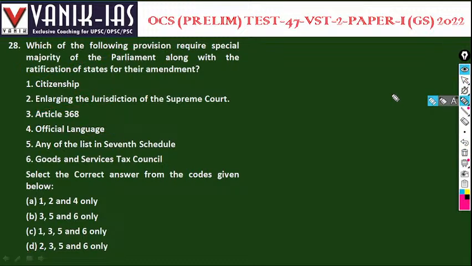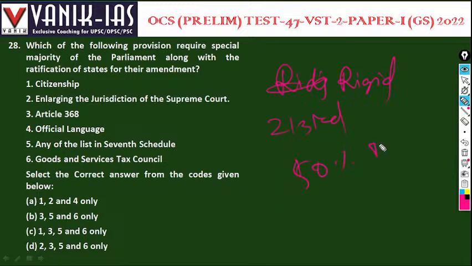Which of the following provisions require a special majority of Parliament along with the ratification of the states for further amendment? That means they are asking about rigid provisions. What are rigid provisions? Rigid provisions require both the central government and the state governments. The central government will pass it by a 2/3 majority and at least 50% of the states will ratify it, that is, 50% of the state legislative assemblies, the state legislatures.